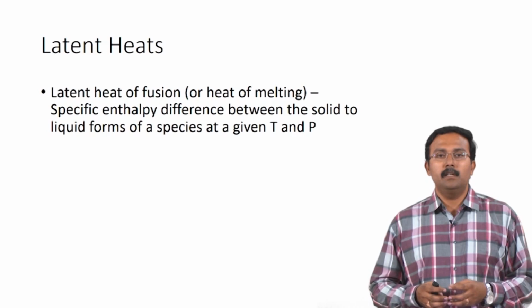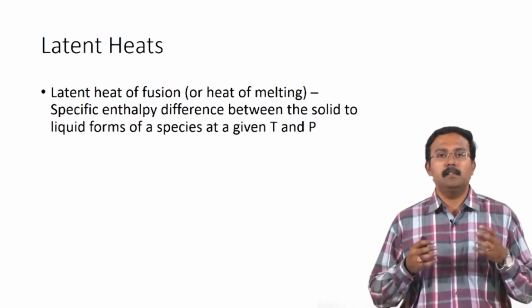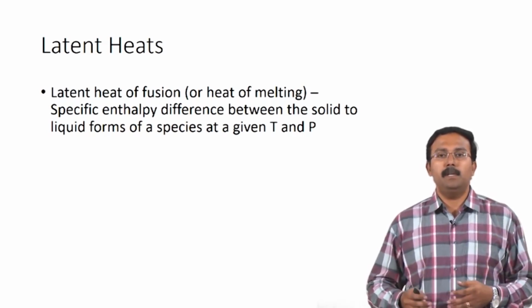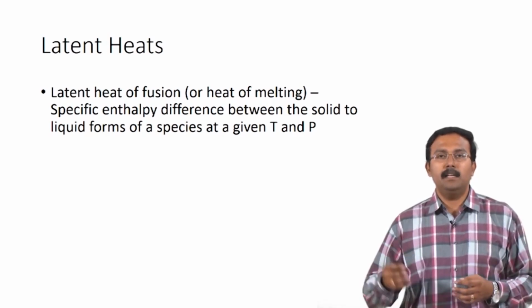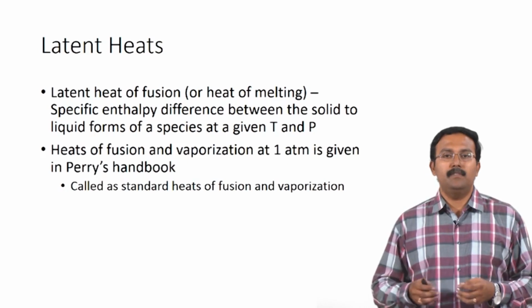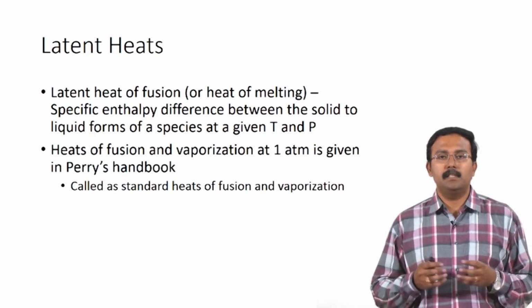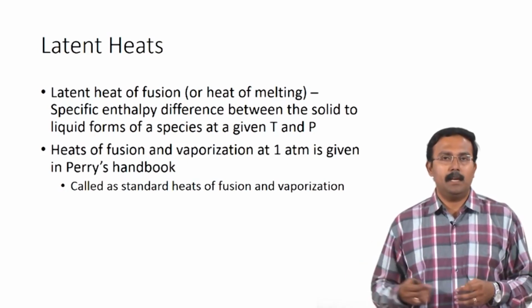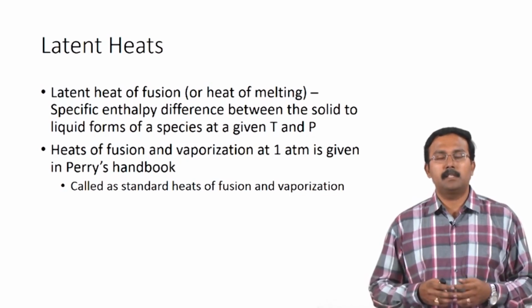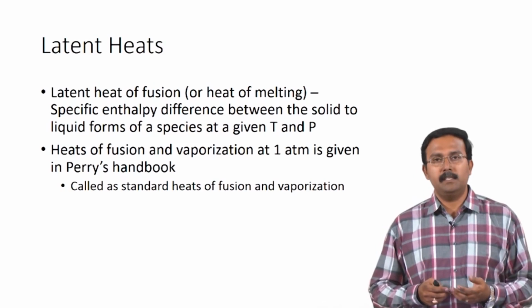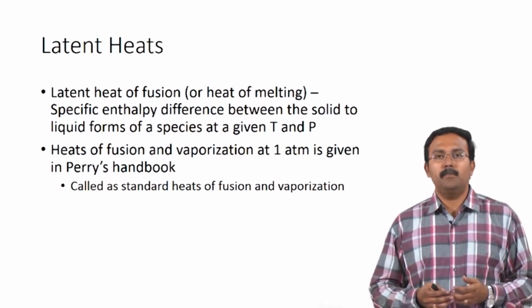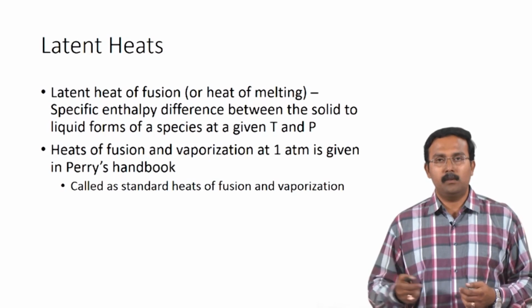Latent heat of fusion, or heat of melting, is the specific enthalpy difference between the solid and the liquid forms of a species at a given temperature and pressure. Heat of fusion and vaporization at 1 atmosphere is given in Perry's handbook and many other handbooks, or even in some of the prescribed textbooks. These are called the standard heats of fusion and vaporization. These are commonly available for performing energy balance calculations.